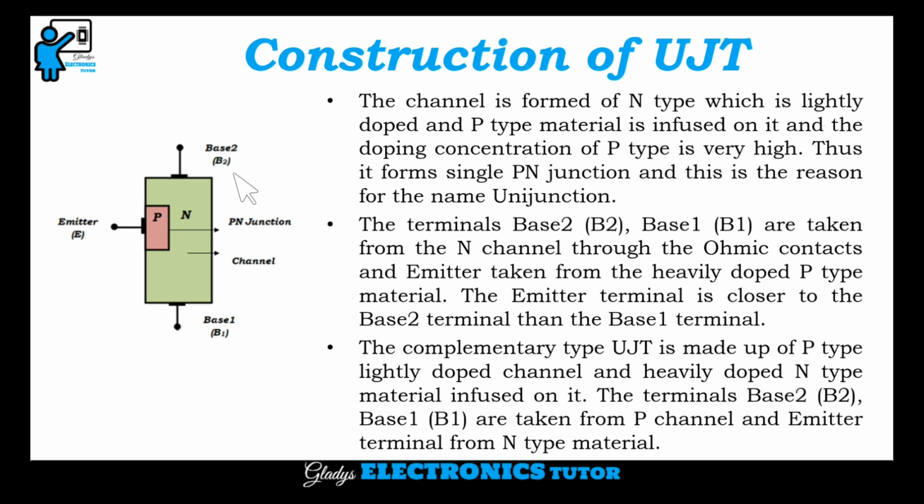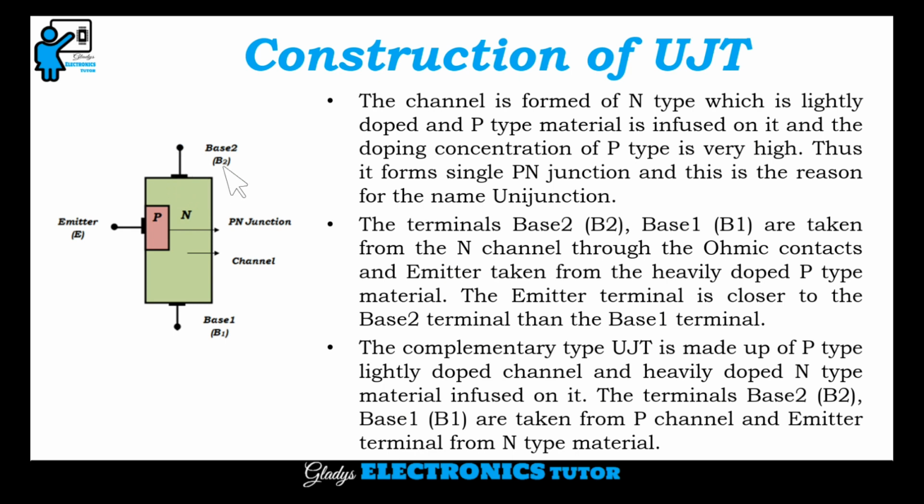Let's see about the construction of UJT. So the channel that is from base 1 to base 2, the channel is formed of N-type, which is lightly doped, and P-type material is infused on it, and the doping concentration of P-type is very high. So thus it forms a single PN junction, and this is the reason for the name unijunction.